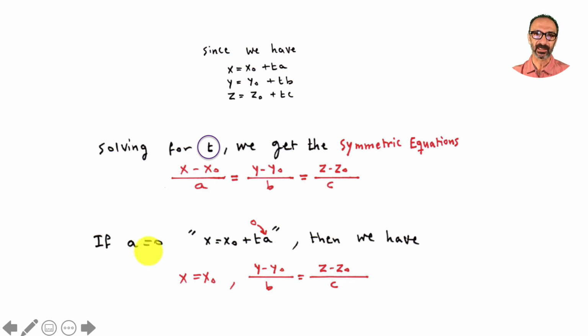As a special case, imagine if a is 0. I'm not going to divide by 0 here, so I'll go back here. This is 0. So I have x equals x sub 0. I don't have to solve for t. There is no t to solve for. And the other two will stay, just in case.